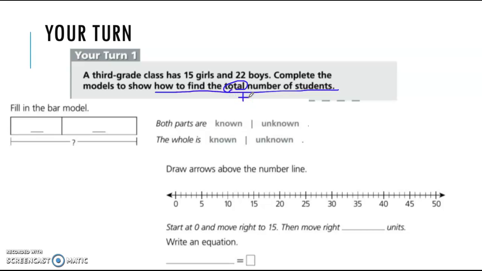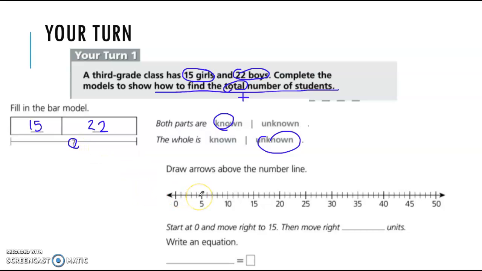So I need to look for my parts. I have a part that is girls and another part that is boys. So here I have two parts. So when I fill in my bar model, I'm going to fill in 15 for the girls, and I'm going to fill in 22 for the boys. Again, I don't have a total because that's what I'm looking for. But since both of my parts are known and my whole is unknown, I know that this bar graph is showing addition.